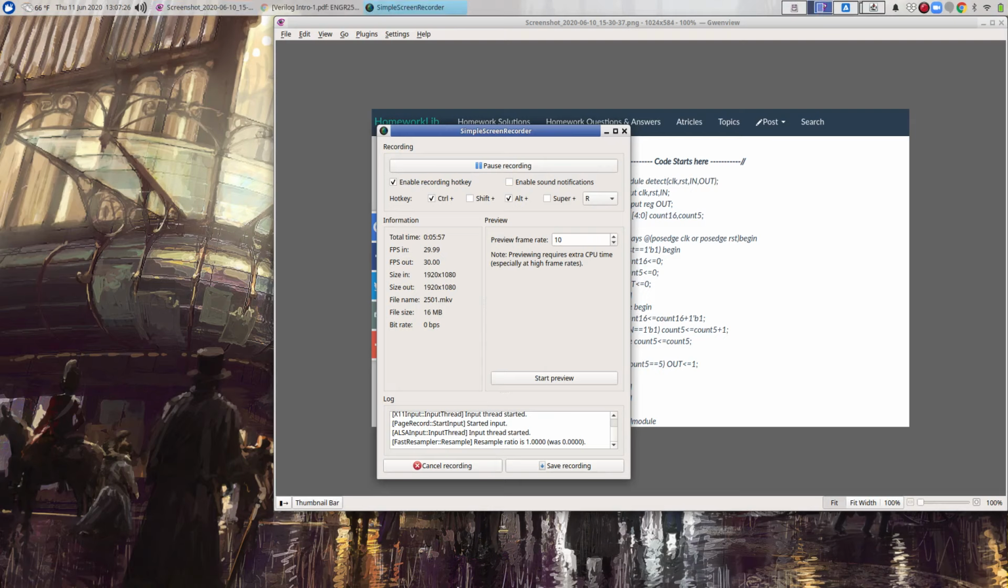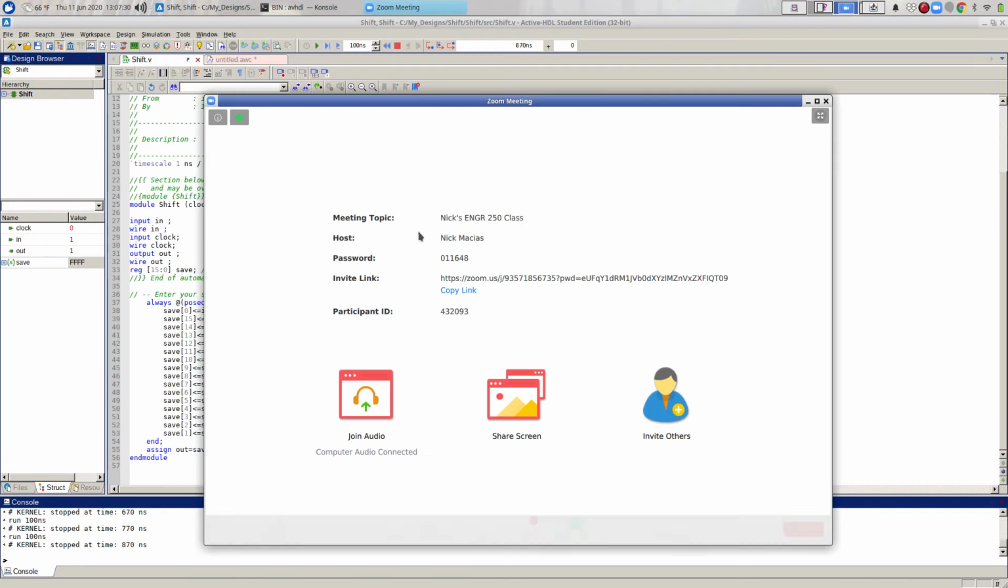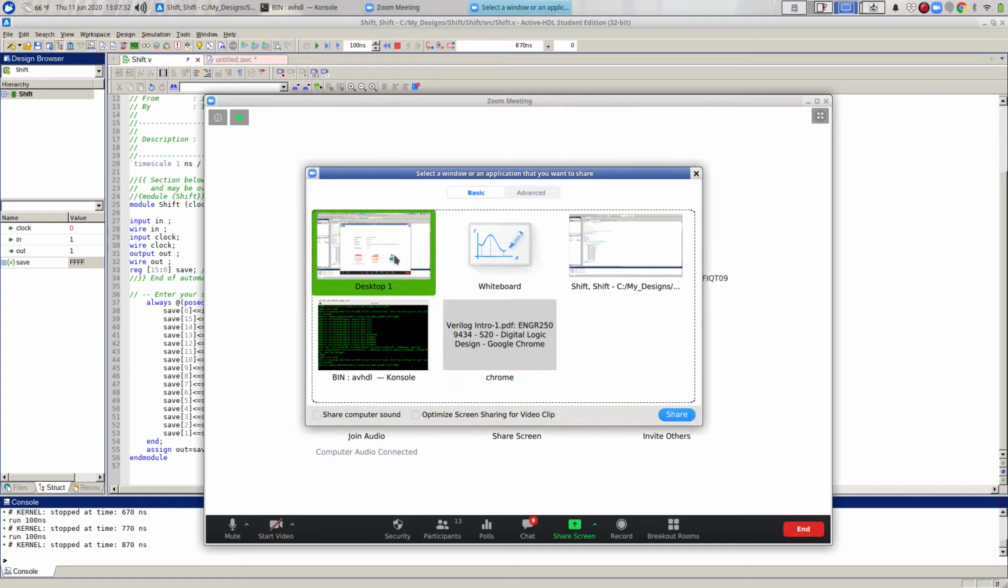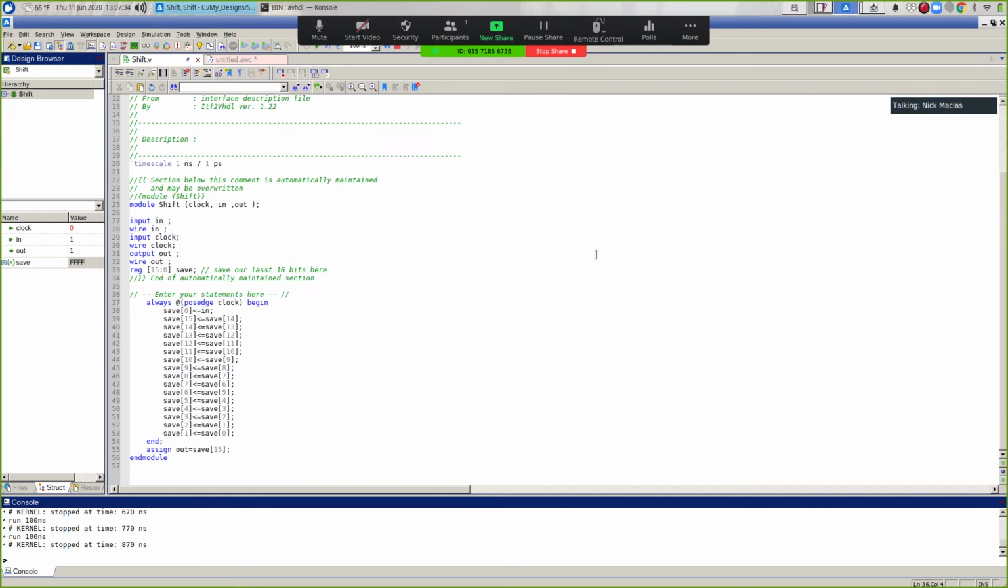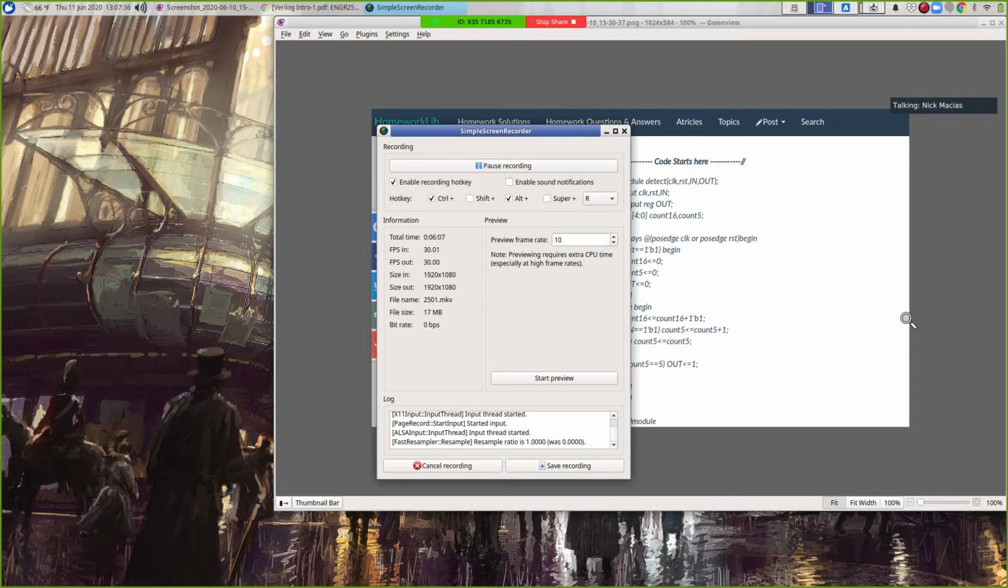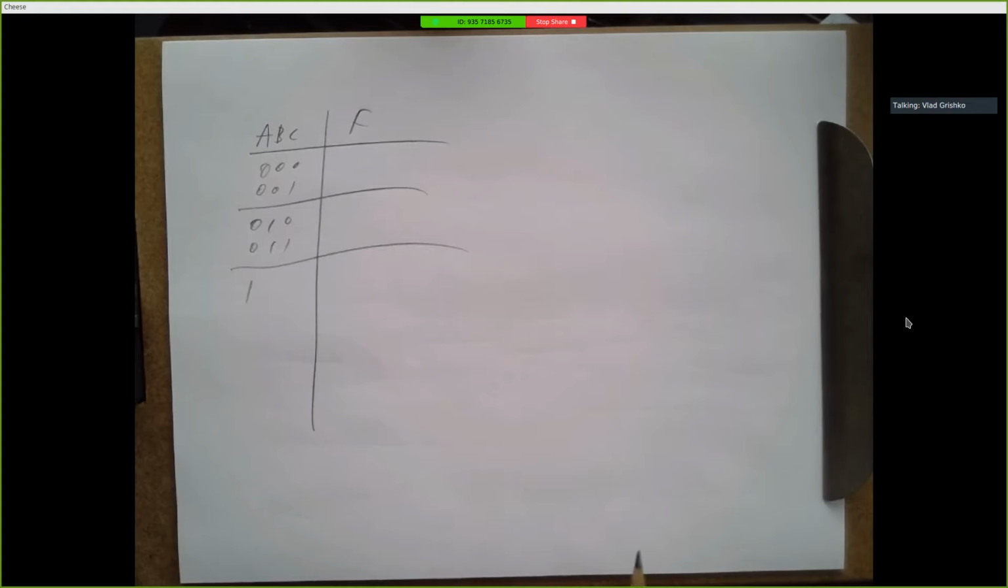Professor, we can't see anything if you're writing something. You can't. I'm not sharing my screen, am I? How's that? All right, thank you.